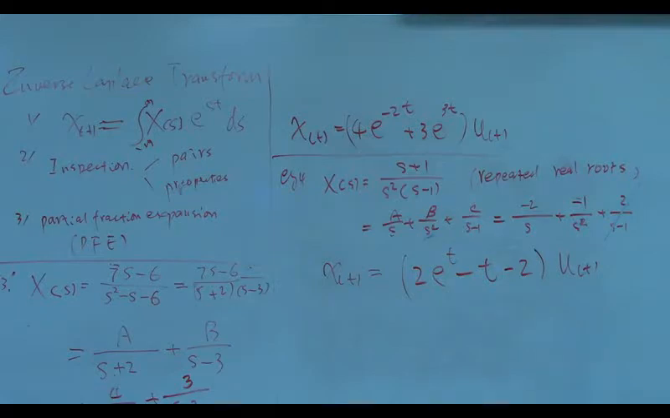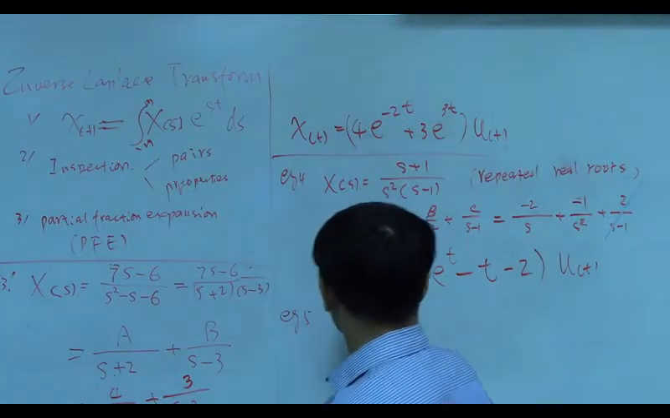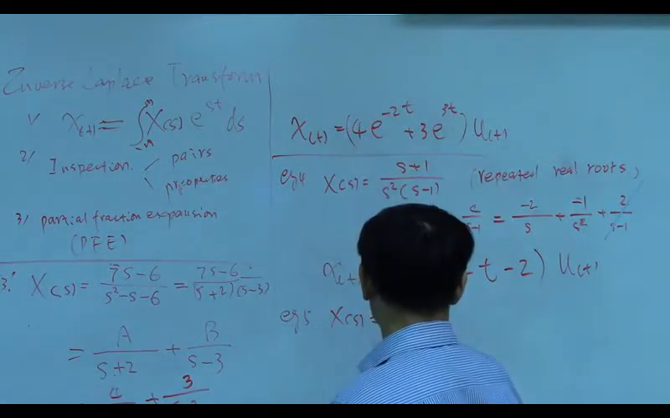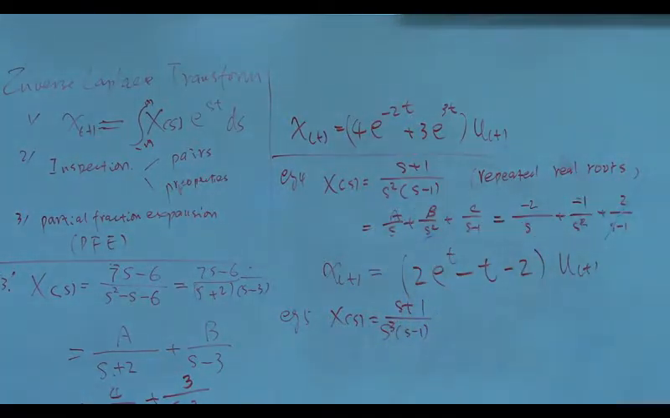Right? Now let's get another example. 5 X of s equals (s plus 1) over s cubed times (s minus 1). How are we going to do this?